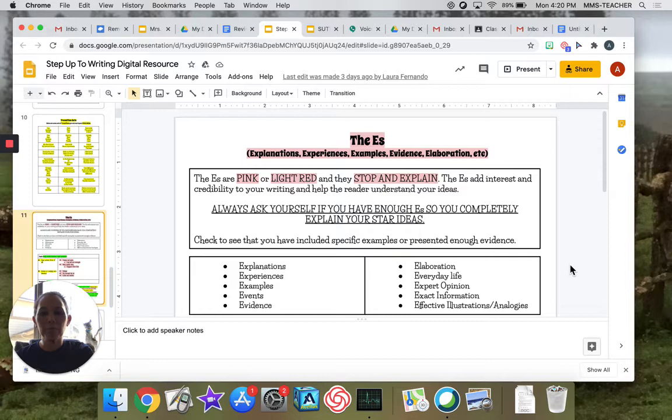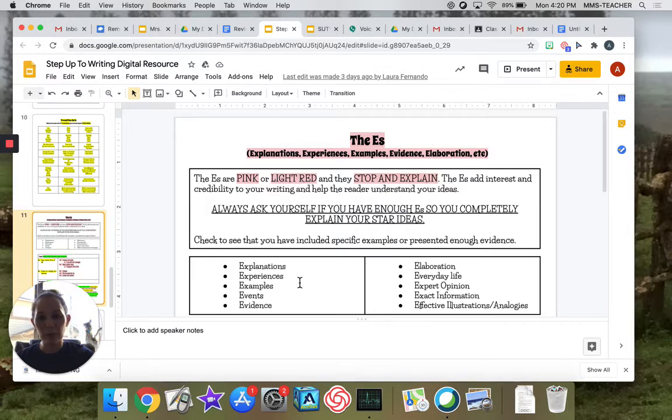So the reason you need the E's is because you're going to stop and explain. So yesterday you learned about transitions. Transitions introduce a key idea. And you can't just have a key idea, you need to explain your key idea. And so the purpose of the E's is to add interest and credibility to your writing and help the reader understand your ideas. So always ask yourself if you have enough E's so you completely explain your star ideas.